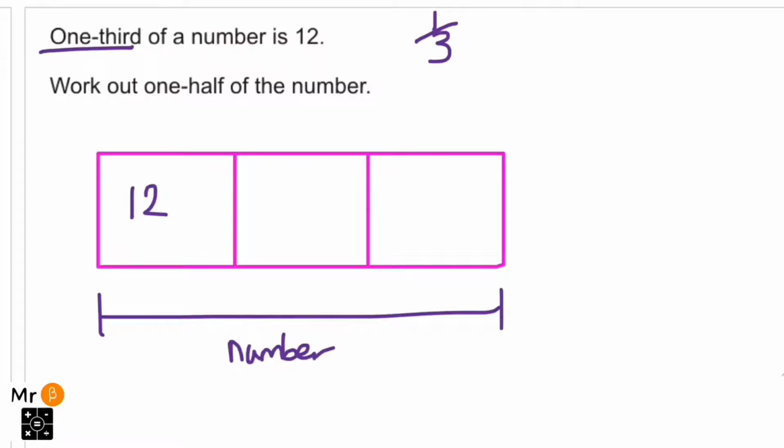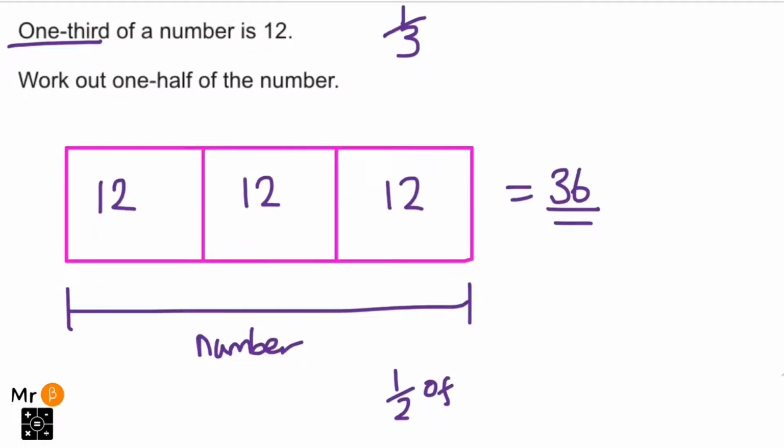If 1 box is equal to 12, that means all the boxes, because they are equal in size, must also equal 12. 3 lots of 12, or 12 plus 12 plus 12, is 36, which is our original number. Then it asks for 1/2 of this number. 1/2 of 36 is equal to 18.